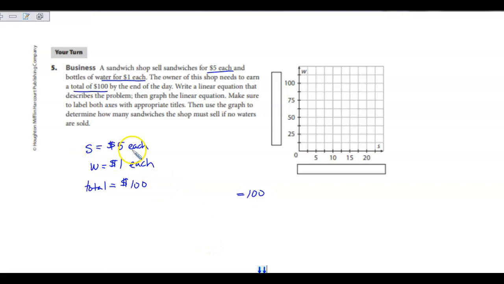The number of sandwiches is dependent upon how much they cost. So it's $5 for each sandwich. And they're going to sell some waters, and they are $1 a piece. And now I can use this to determine where the lines go. So this is going to be my number of sandwiches. And this is going to be my number of waters.